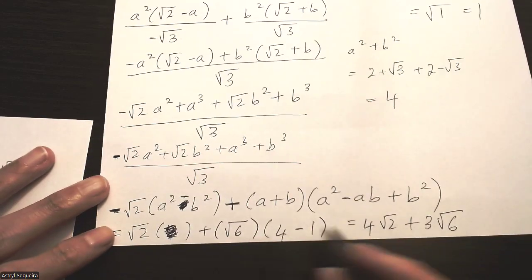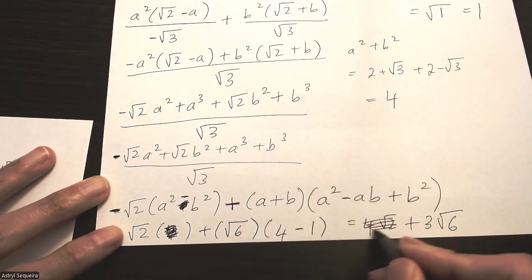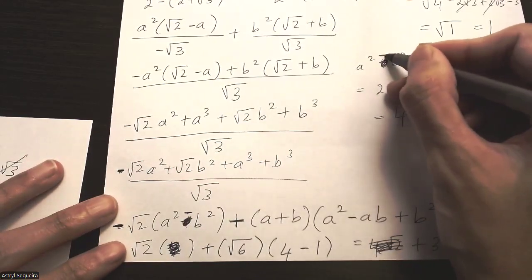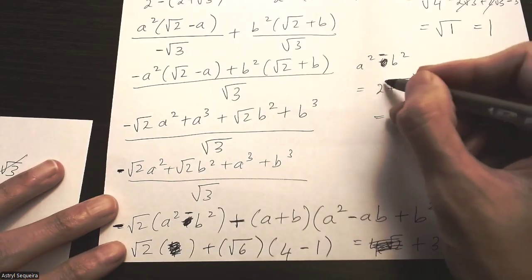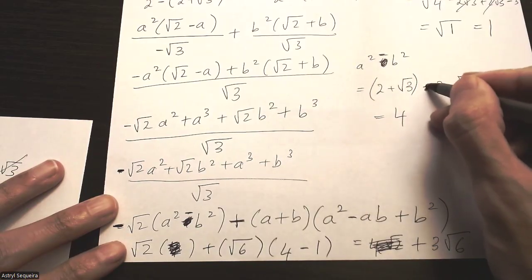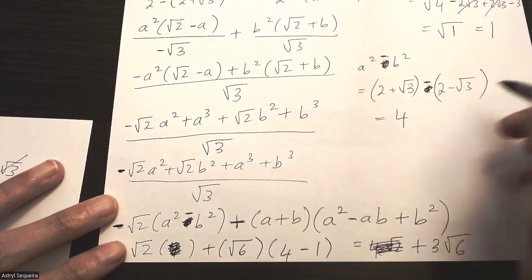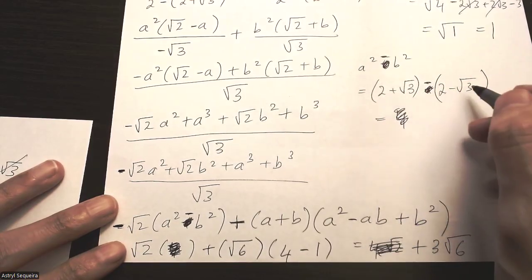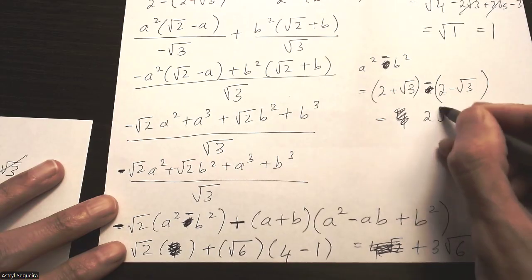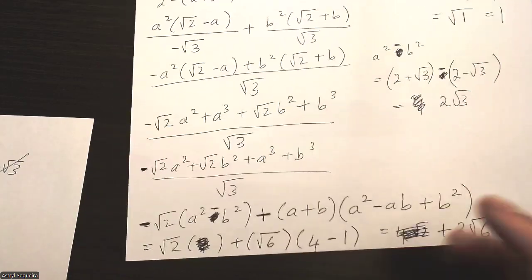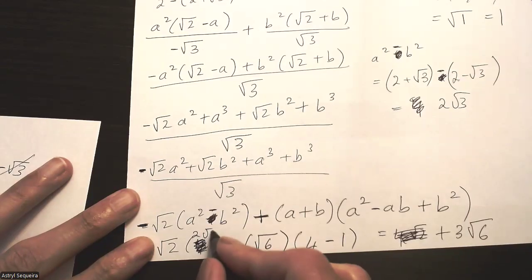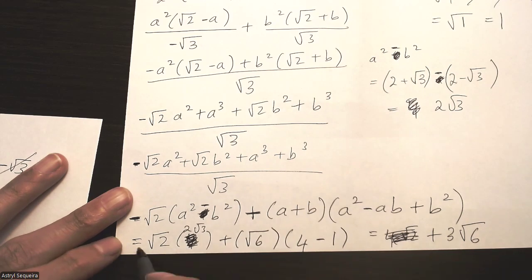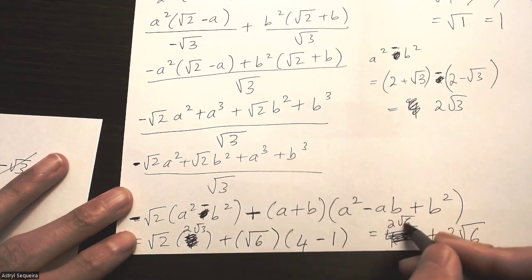So let me just fix this part here. So this is wrong as well. I'm actually doing a squared minus b squared, not plus. So a squared minus b squared. So 2 minus 2 is just 0. Root 3 minus negative root 3, that's 2 root 3. That's where the mistake is over here. This is just 2 root 3. And then this just becomes 2 root 6.